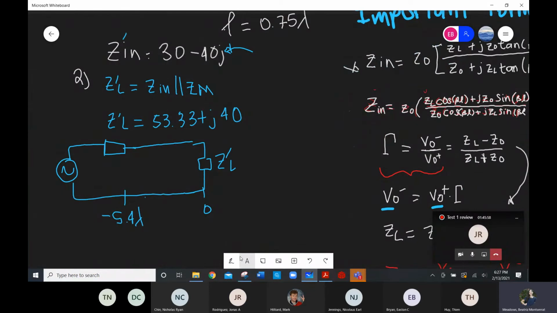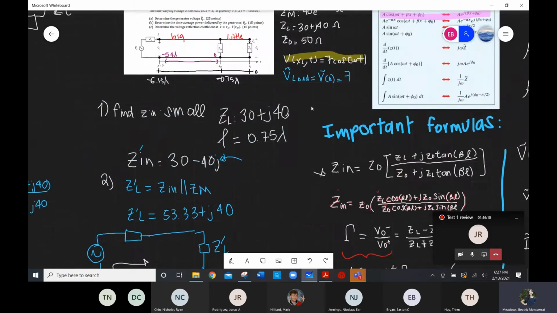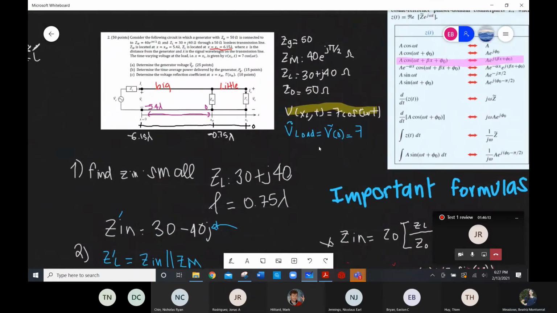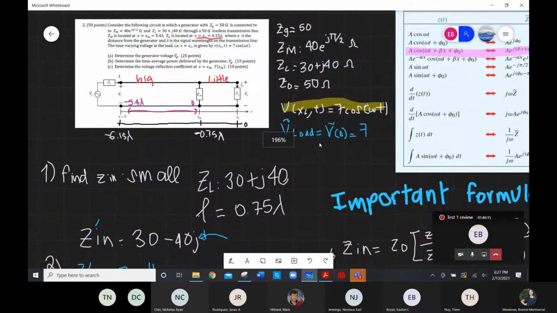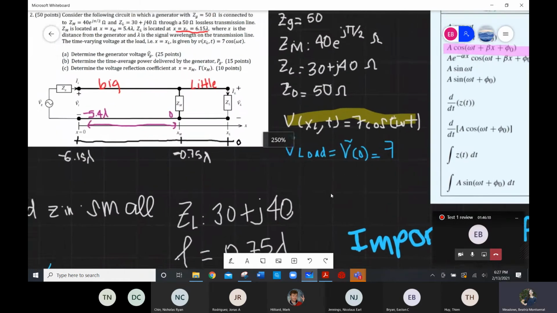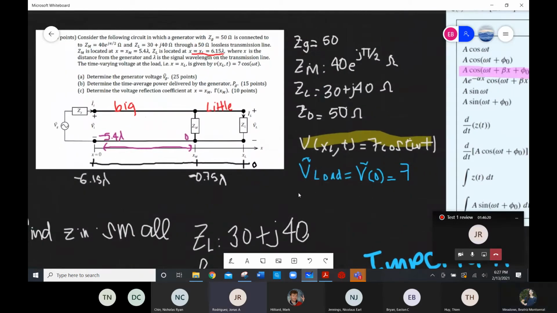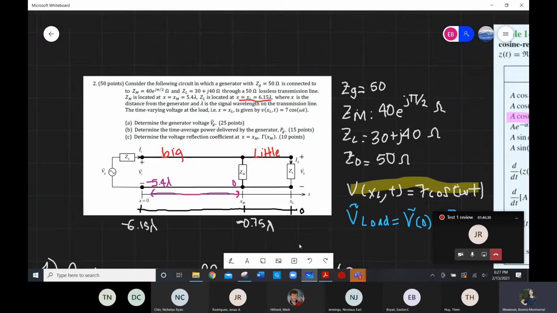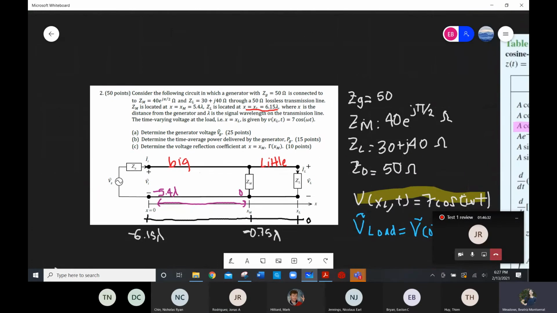I don't know Z in of this transmission line. I don't know V in. As a matter of fact, I don't know any voltage of this guy. Not at all, because the only voltage that I was given was which one? We were given the voltage at the load. Right, which is the voltage of my little transmission line. So the first thing I need to figure out is if I cut this into the two transmission lines, and this is the little one up here.